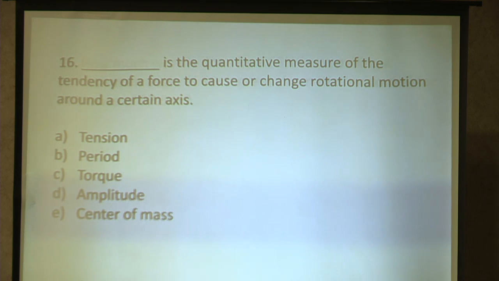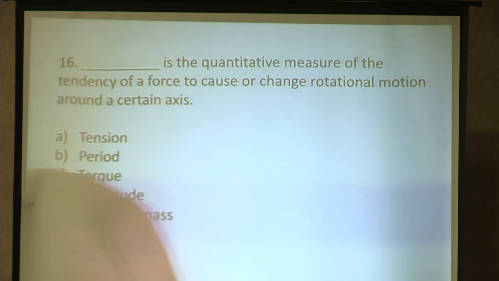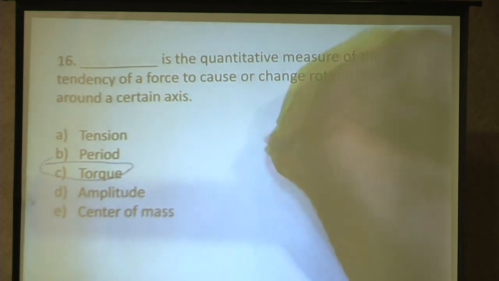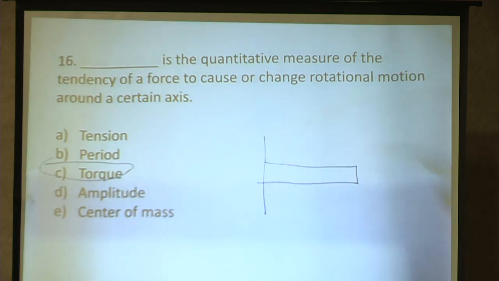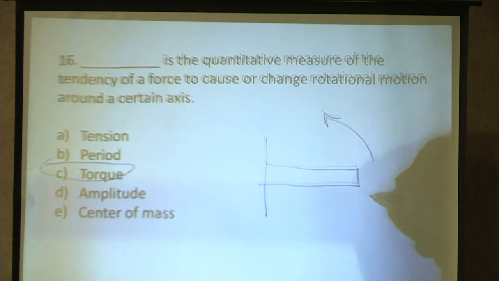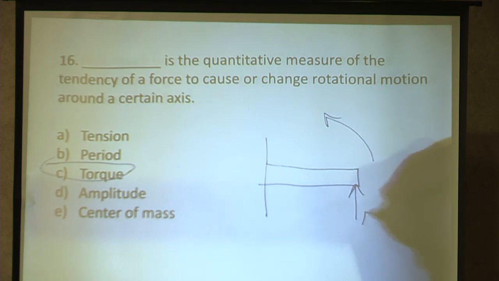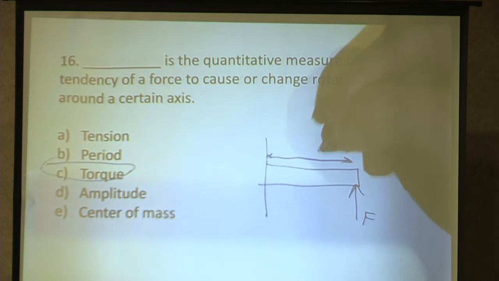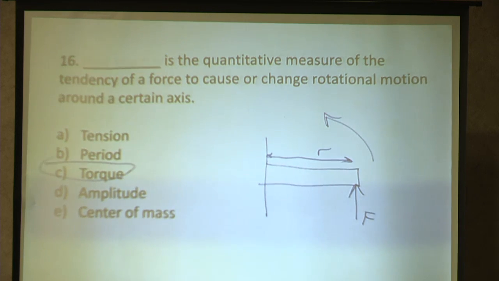So blank is the quantitative measure of the tendency of a force to cause a change or rotation, what am I doing? To cause or change rotational motion around a certain axis. Torque, yeah. We just did a bunch of problems about it. Torque. You got the little beam like that. Torque goes this way because of a force pushing like that, and a radius r. So the classic door example is my favorite torque example, force times the distance.